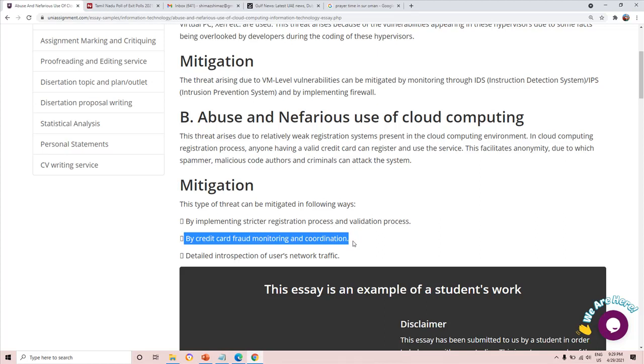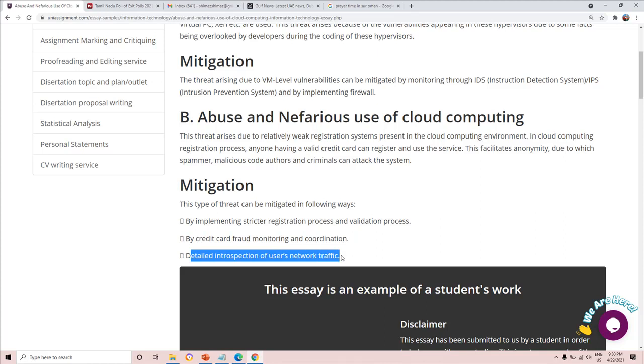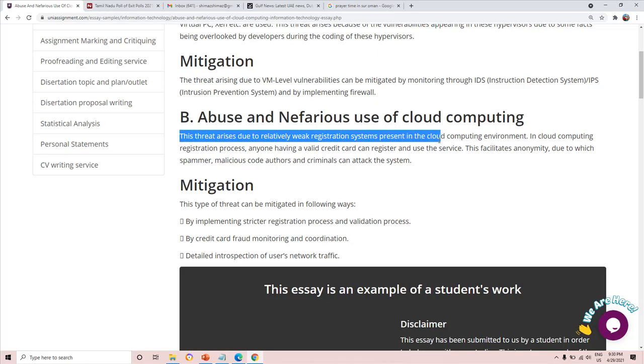And the bank cards which are used by the customers have to be monitored by credit card fraud monitoring and coordination. It should be validated whether they are using a genuine card which belongs to them. Also, the network traffic of doubtful candidates has to be introspected in order to find whether they are genuine users or users with some kind of malicious intention. So basically this kind of threat arises when there is a weak registration process in the cloud computing service.